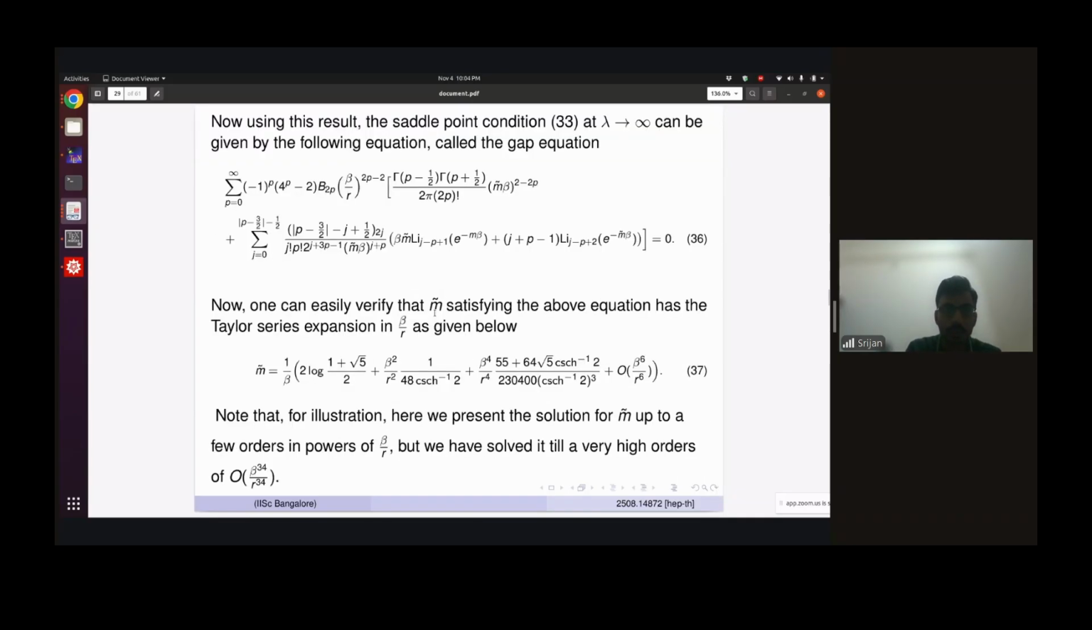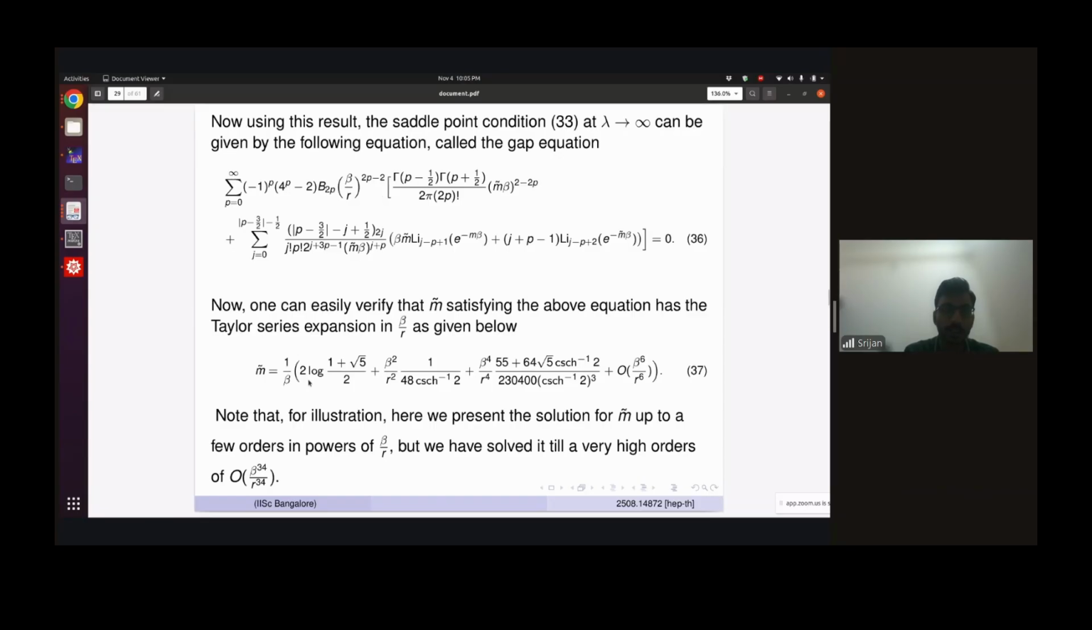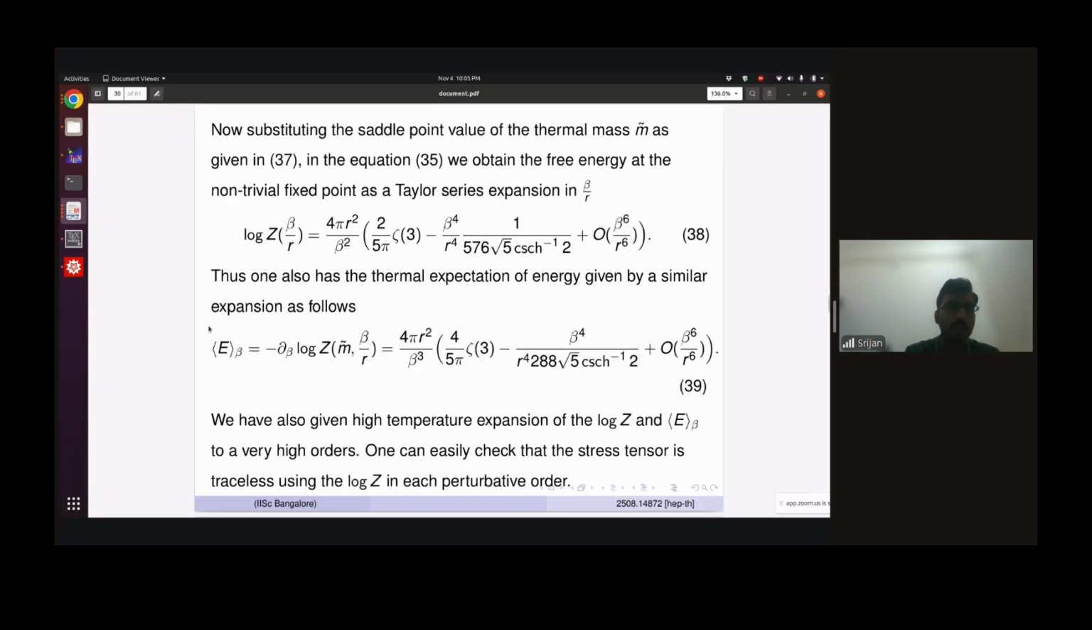Then we evaluate the saddle point condition, which is the differentiation with respect to m tilde going to 0. So that equation comes out to be this, and then you can solve for this m tilde from this equation. This m tilde is an order by order expansion in beta by R, and we have many higher order terms in this. Then you can use this result of m tilde in the partition function and evaluate this log z as a series expansion in small beta by R.